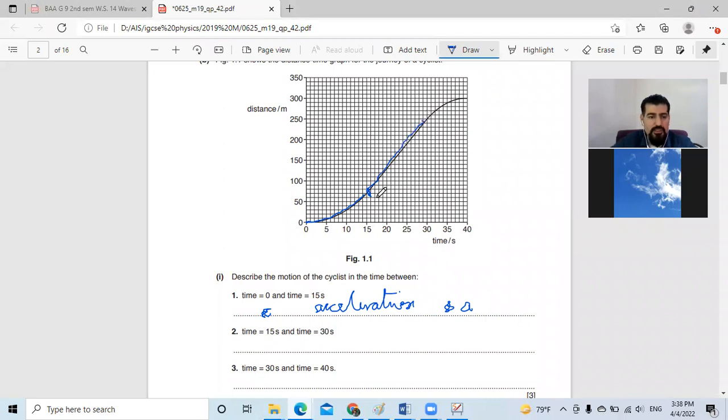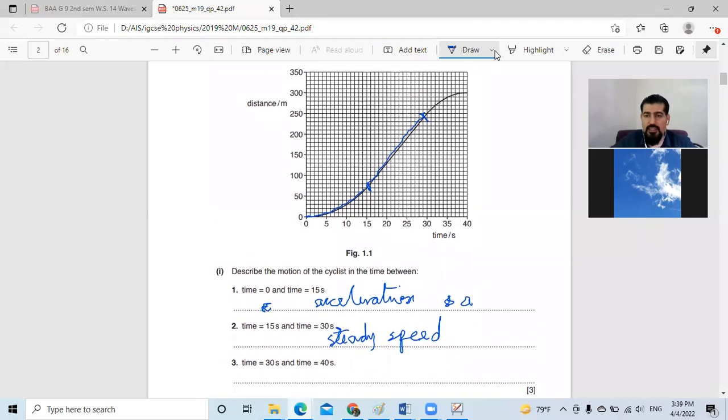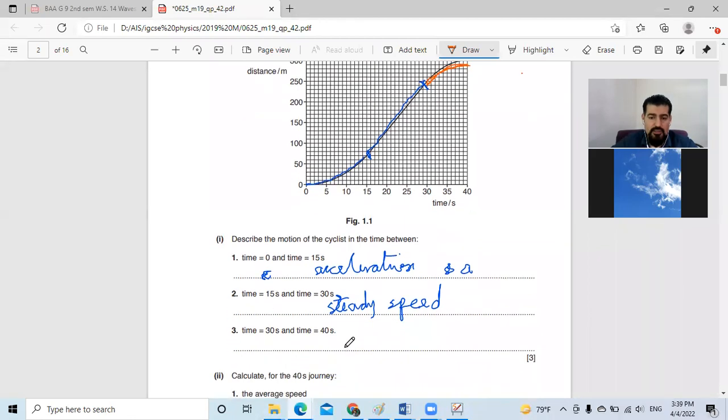Now from 15 seconds to 30 seconds, you can see that it's a straight line. That means steady speed or constant velocity. And from 30 to 40, you can see the gradient is decreasing. It's curved down. That means every second the gradient decreases, which means deceleration or slowing down.